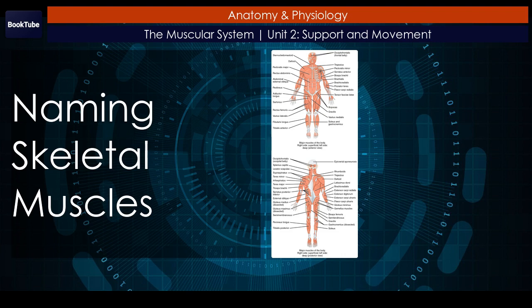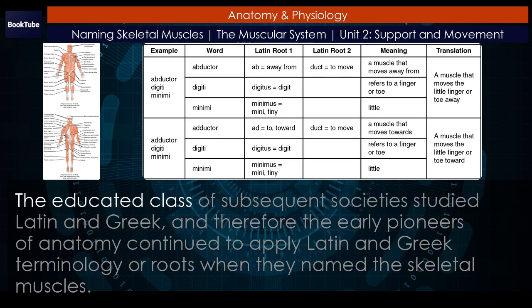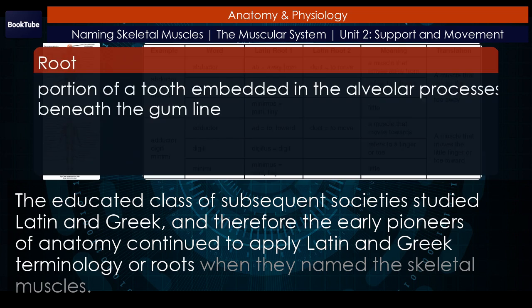Naming skeletal muscles. The Greeks and Romans conducted the first studies done on the human body in Western culture. The educated class of subsequent societies studied Latin and Greek, and therefore the early pioneers of anatomy continued to apply Latin and Greek terminology or roots when they named the skeletal muscles.